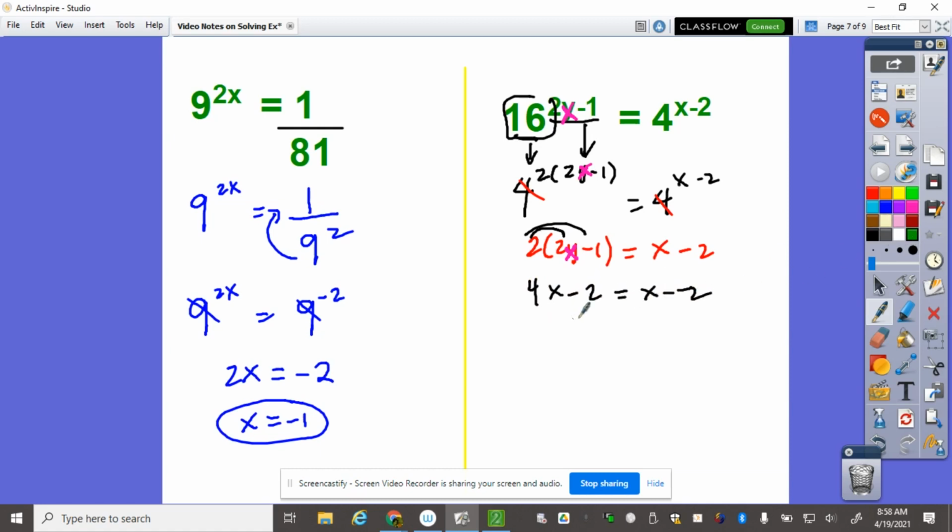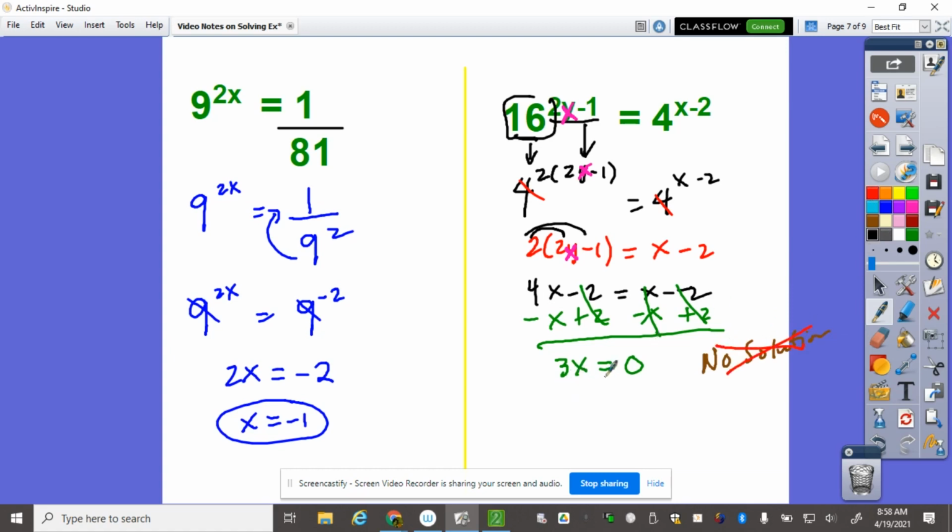Now solve it by subtracting x here, subtract x here, add 2 there, add 2 here. This will cancel, this will cancel, this will cancel. That will give us 3x equals 0. Take note that this is a portion where a common mistake of the kid is that they think it's no solution, and they are wrong here. There's a solution.